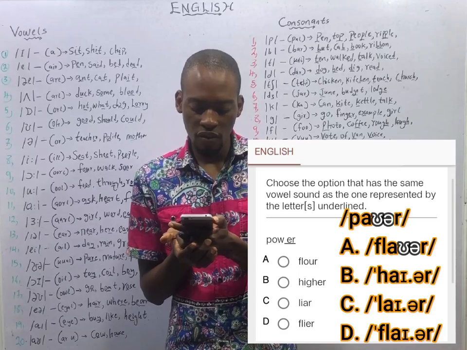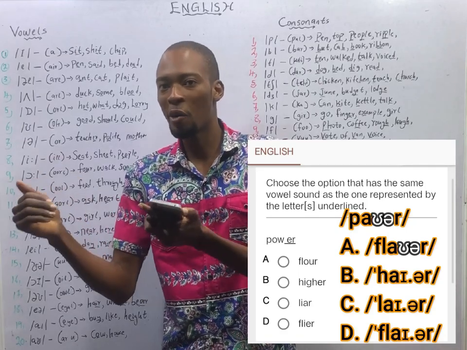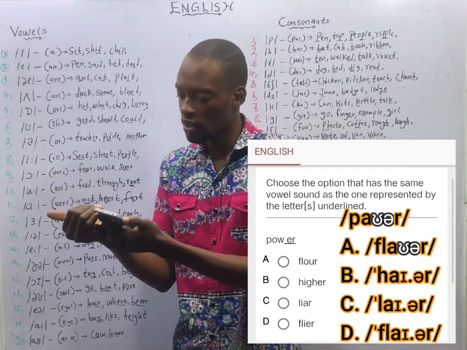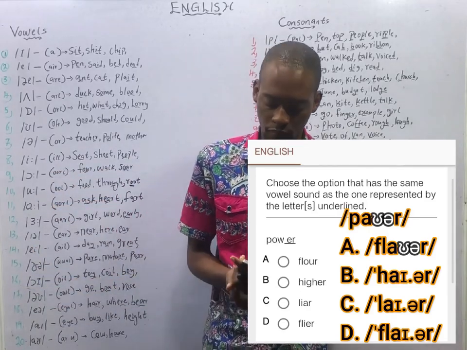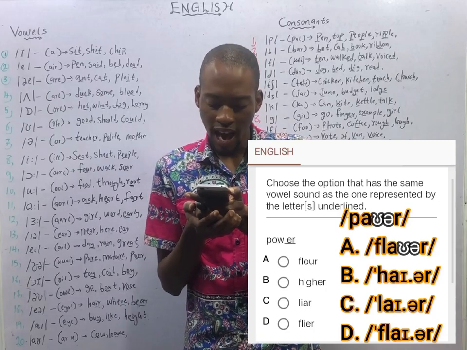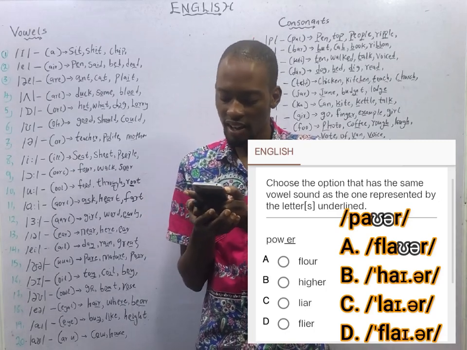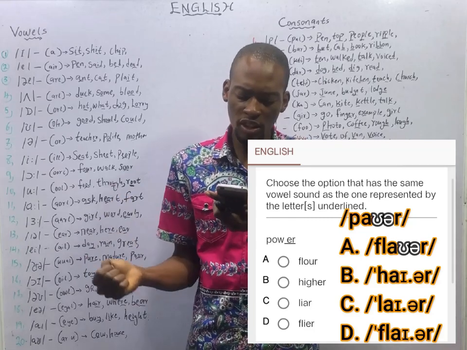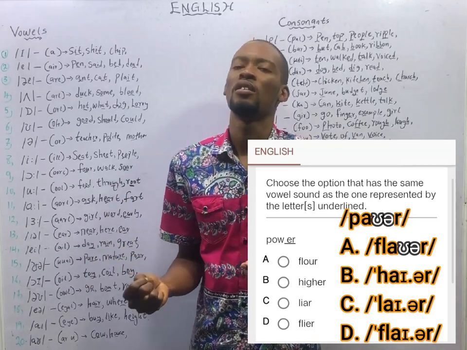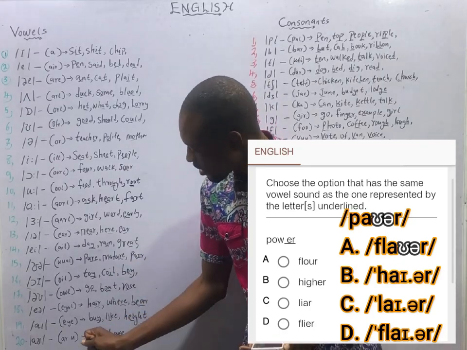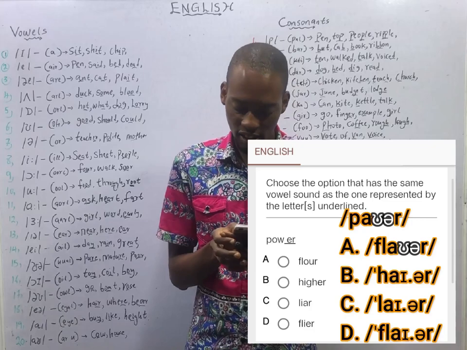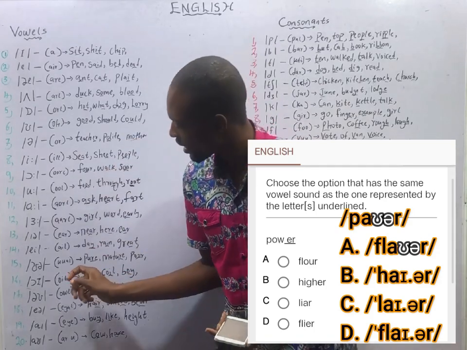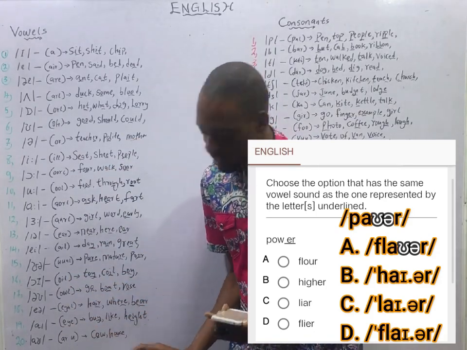In option A, we have flower. Flower obviously has the ua sound, which is similar to the sound in power. That makes option A the correct option. Looking at option B, higher. It has the R sound, and it also has the a sound. Looking at option C, liar. Option C has the I sound, as in buy, like, and height. Then option D, flyer. Option D has the I sound, as in buy, like, and I.